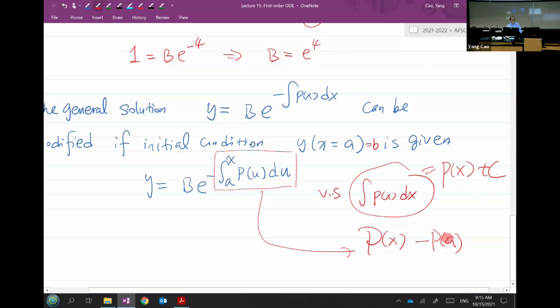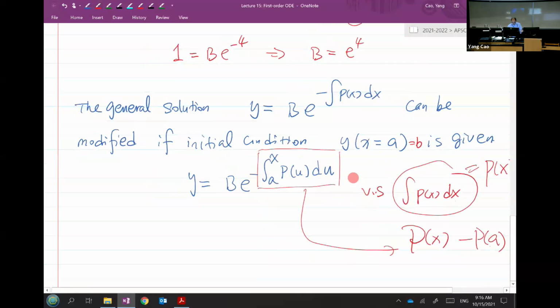Not much difference, right? So technically, this one here, the capital C, can consume this P of A because P of A is a special number. So not much difference. If you see the difference between these two, it may just be a constant, the difference between C and the P of A. So that's the difference between this original general and the current specific modified version here.